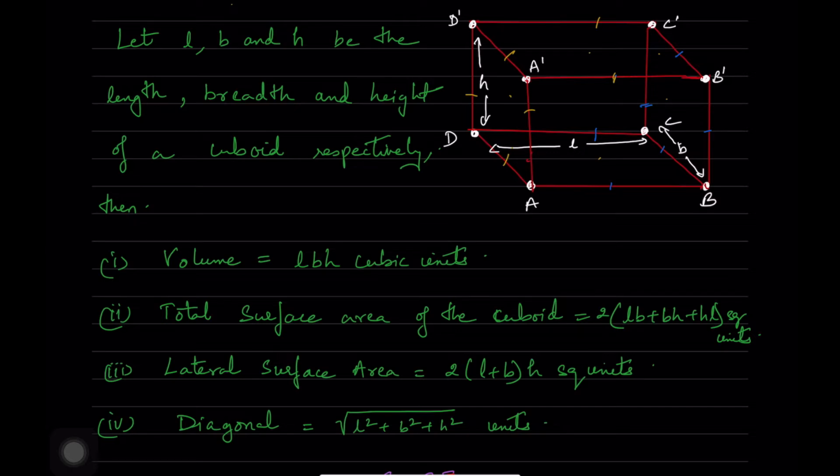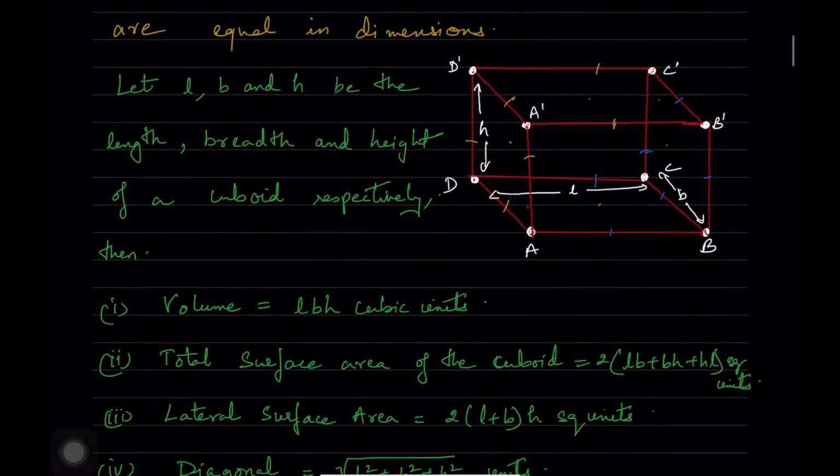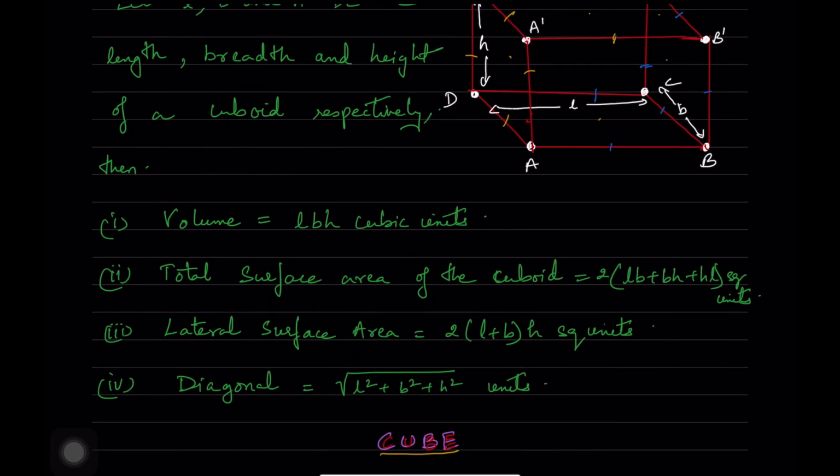Total surface area of a cuboid is equal to all the faces added. How many faces do you have? Totally 6 faces, isn't it? So if you add all those, you're going to get 2 into LB plus BH plus HL. All are repeated twice. So that will become the total surface area.